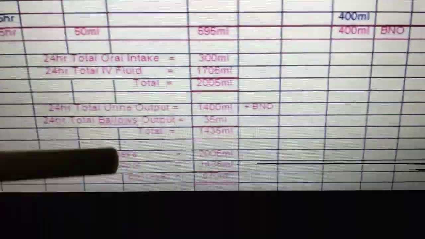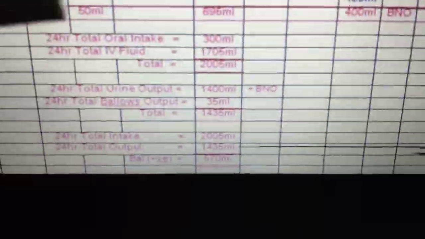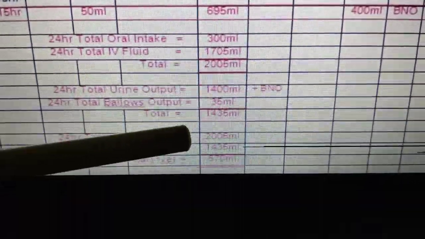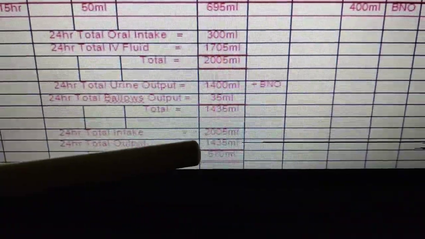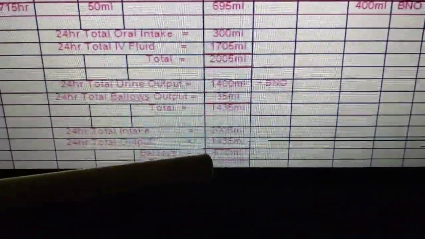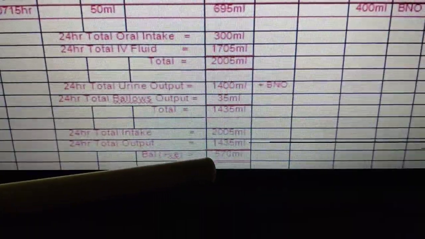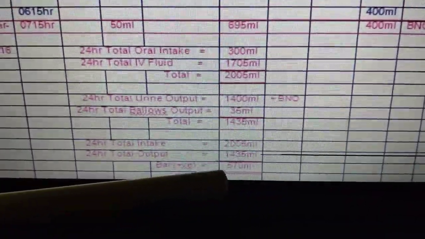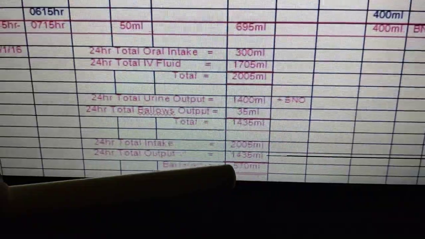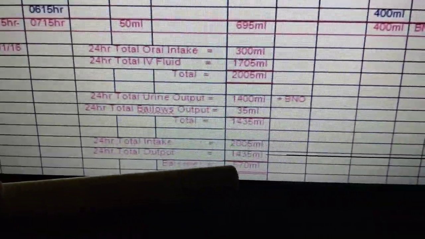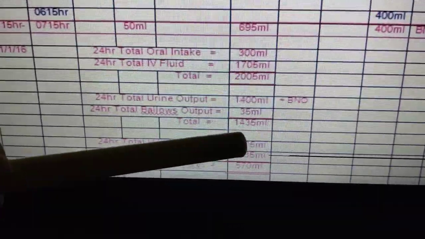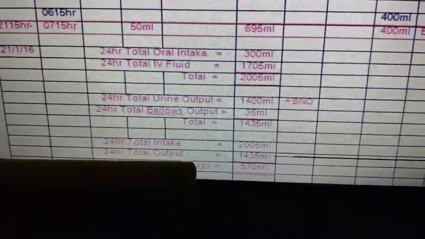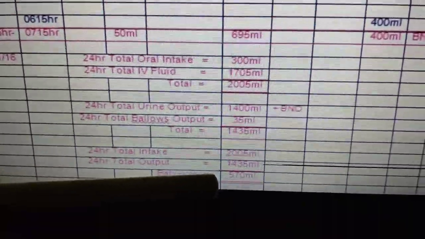Clear? So lastly, you see intake, how much? 2005 ml. Output is 1435. What is the difference here? 570 ml. It is okay, plus or minus 500. If you are getting any 500 value, it is okay. This is normal. But here intake is greater than the output. That we call positive balance. Clear?